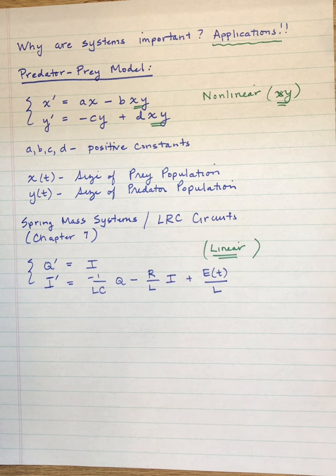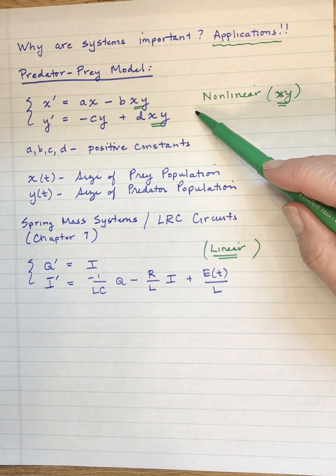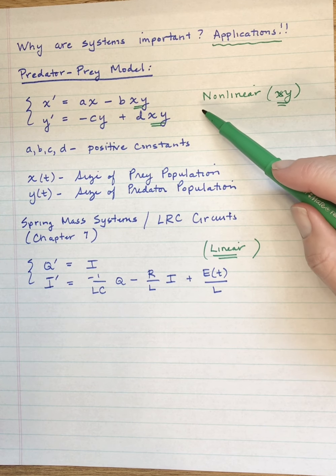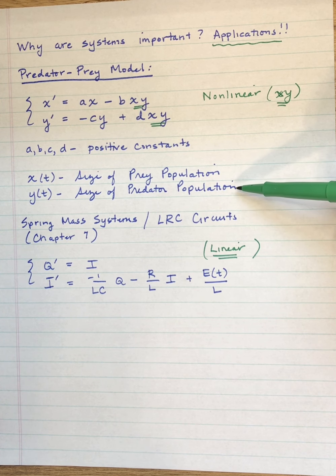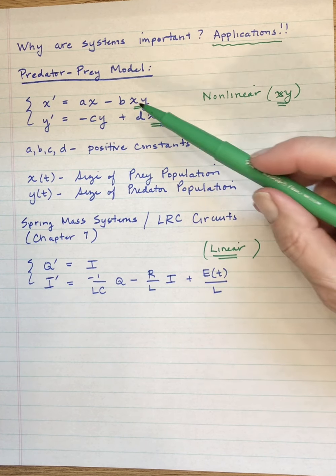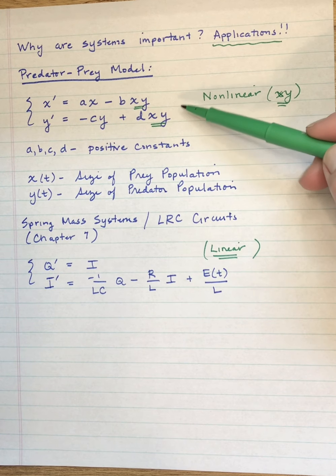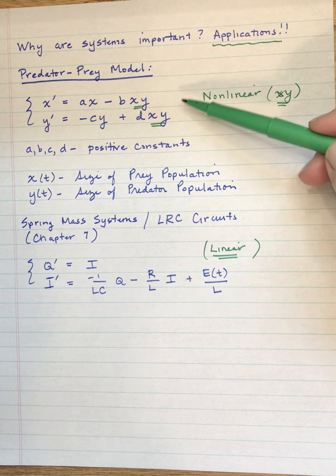Now, why do we care about systems of differential equations? Well, there are lots of applications. So depending on what your major is, you might encounter some of these over time. This is one of my favorite ones, the predator-prey model. So here, your X represents the size of the prey population. You might think of that as like rabbits. Y represents the size of the predator population. You might think of that as the foxes. And this is a mathematical model which describes their population sizes and how they change.